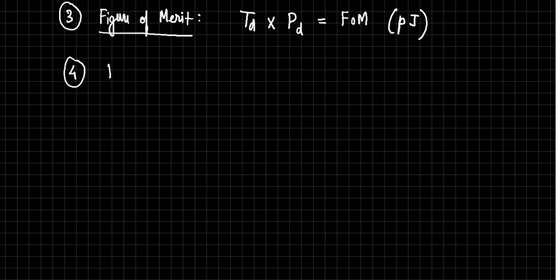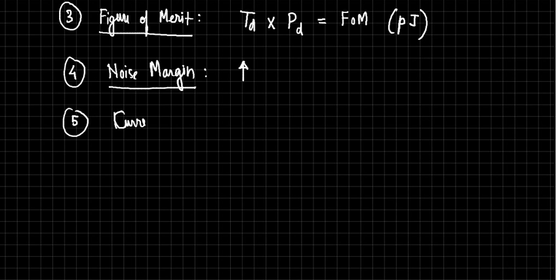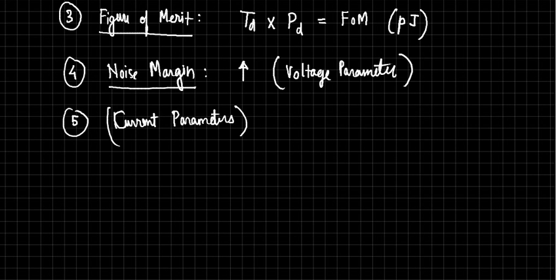Fourth is noise margin, which we have already seen. Noise margin, as I said, should be as high as possible. Fifth specification is the current parameters. Let me specify them first. You remember noise margin has nothing to do with current; it has to do with the voltage parameters. These current parameters deal with what is called fan in and fan out.